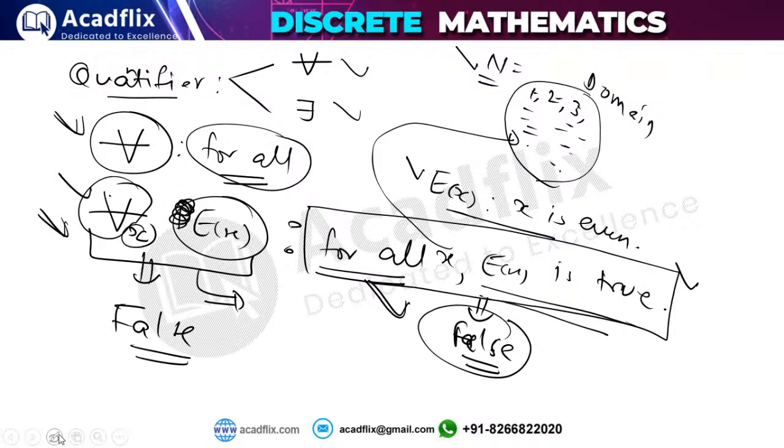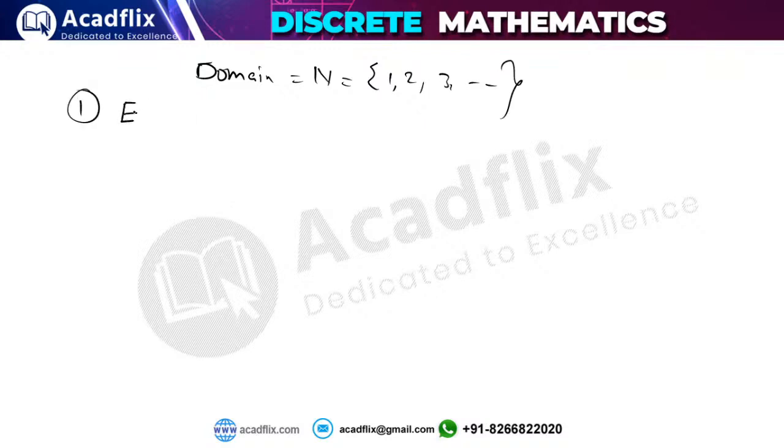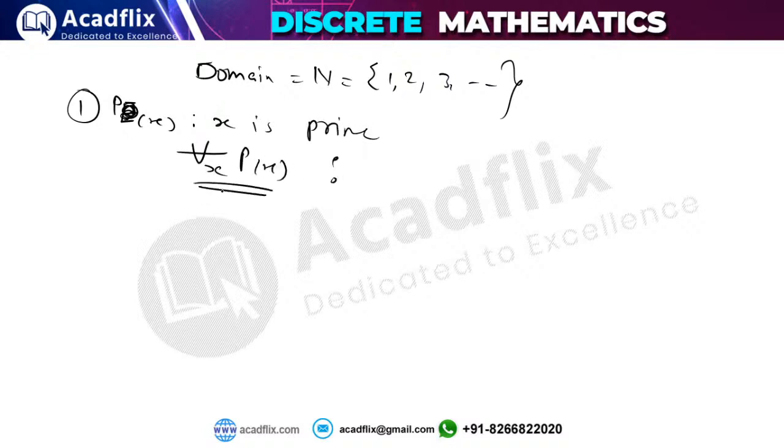Let's take one more example. Let's assume your domain is the set of natural numbers. You know what the set of natural numbers is: 1, 2, 3 and so on. This is your domain. Now I am giving you another predicate, P(x): x is prime. Now tell me, for all x P(x), what will be the truth value of this?